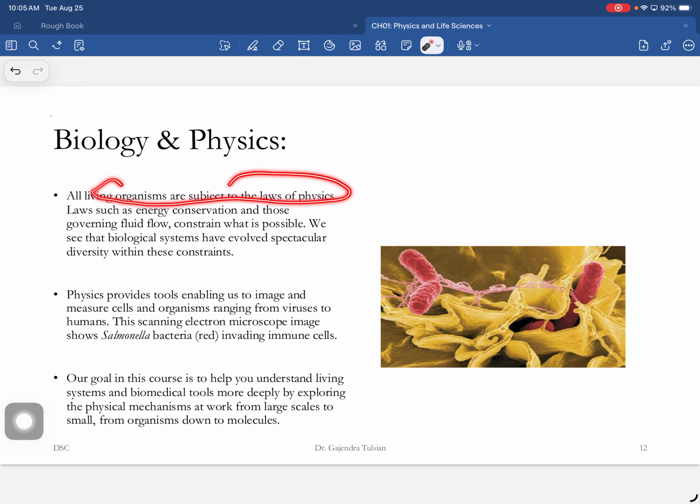Everything in nature has to obey the laws of physics, such as energy conservation. What does energy conservation mean? Here what we mean is that you cannot create or destroy energy. So if you want to do work, you need energy, and the units of energy are joules. If you do 100 joules of work, you have to have 100 joules of energy.